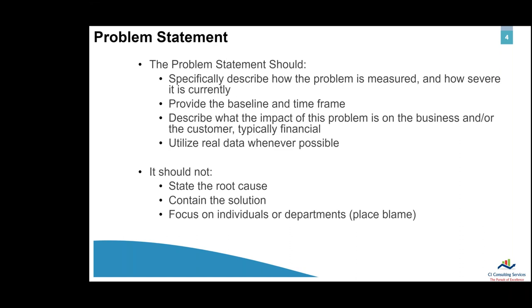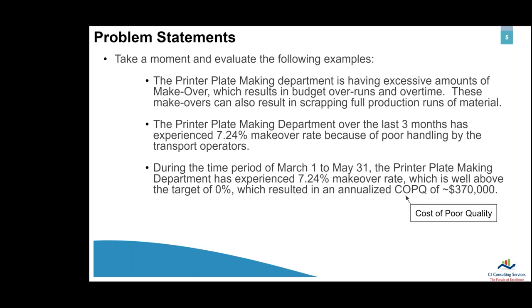What it should not do is state the solution or even what's causing the problem. And you don't want to focus on people, right? That's not a good thing. Of course, in the lean world, we would say that it's the process. It's not about people, it's the process. And that's really what we want to look at. So if you take a look and evaluate these three problem statements, you can take a look.